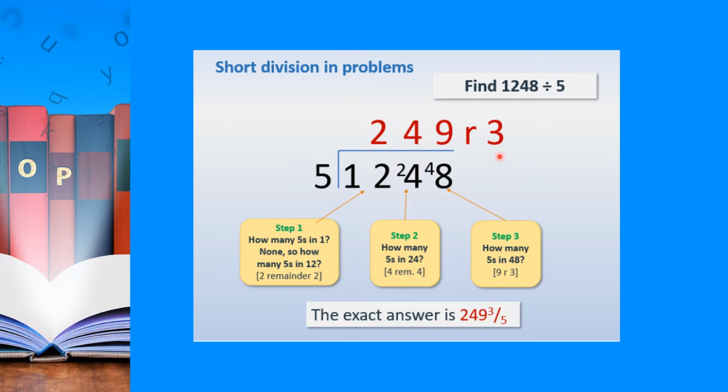Because we have a remainder of 3 at the end here, we were dividing by 5, so we can actually say that we've got 3 out of 5 left. So we can write the remainder at the end as a fraction. So here's the final answer written with a fraction.